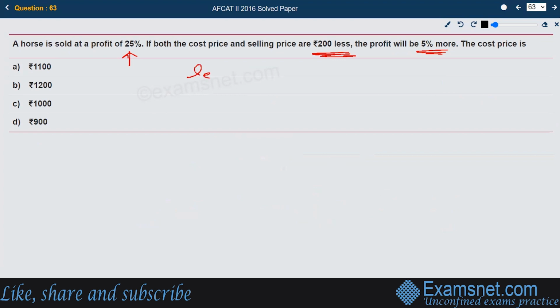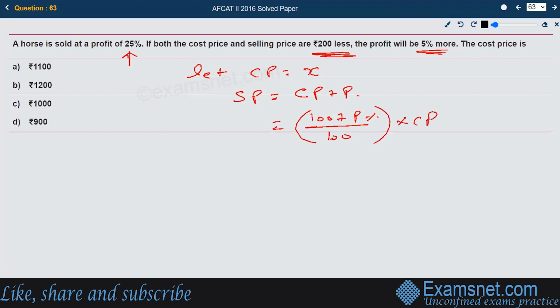So let us say the cost price is X. How much would be the selling price? He has said the profit is 25%. So the selling price is always cost price plus profit. Or we can use another formula: the selling price is 100 plus profit percent over 100 into cost price. Both formulas can be used. If we use this, the profit percent is already given as 25%. So the selling price can be calculated as 100 plus 25, that is 125%.